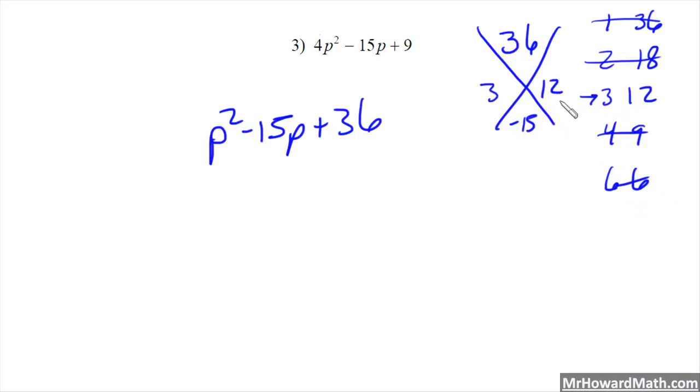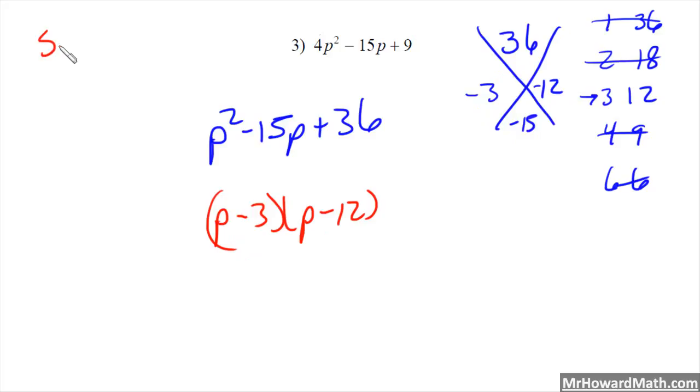Now apply the signs. They both have to be the same because I want to multiply to a positive. The two signs must be the same. And because this one is a negative, they both get that sign, negative, negative. If this is positive, they both get this sign. That's our little shortcut rule. So this part, initially, for the swing part, it factors to p minus 3, p minus 12.